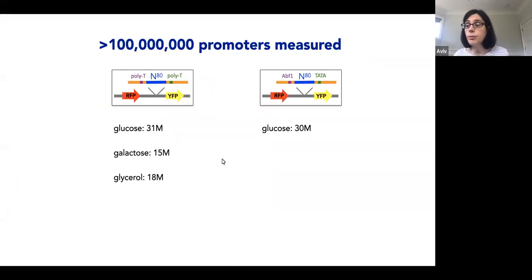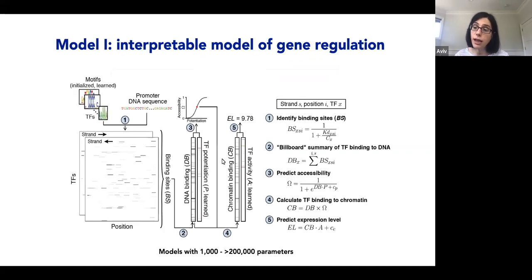We used the assay to measure about 100 million promoters in 2 core promoter contexts and in 3 carbon sources, glucose, galactose, and glycerol. And then we took the data and we first learned an interpretable model of gene regulation, which is explicitly defined in biochemical terms. This model takes a sequence, identifies binding sites for a transcription factor, sums up the sites to estimate the binding of a transcription factor to the DNA overall, predicts accessibility for a transcription factor to bind chromatin, and finally predicts the expression level. And I want to highlight a few features.